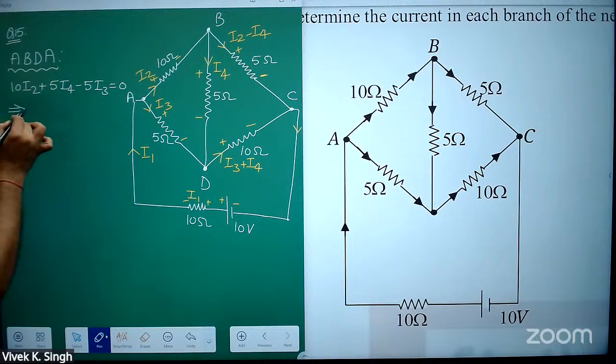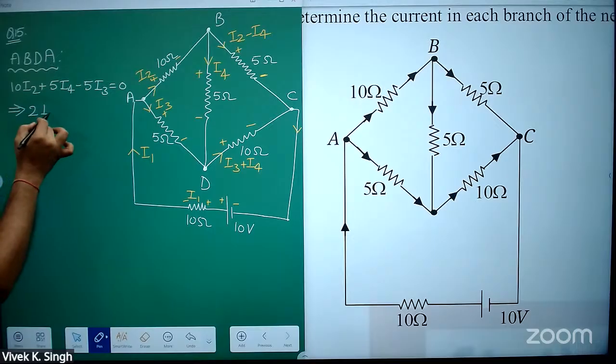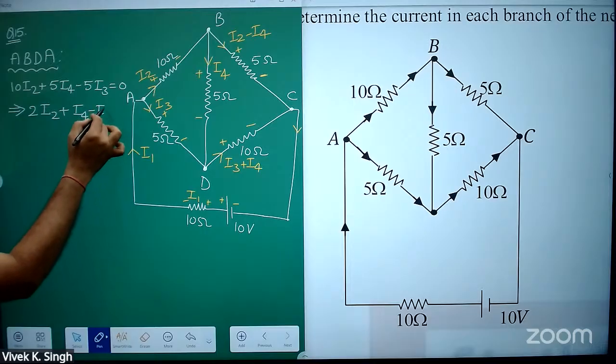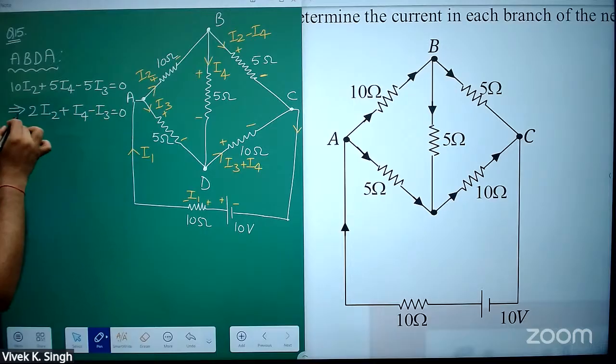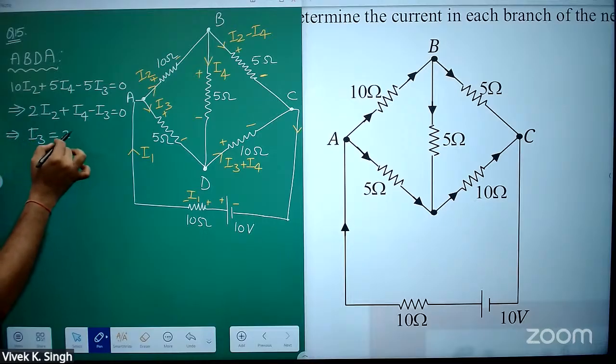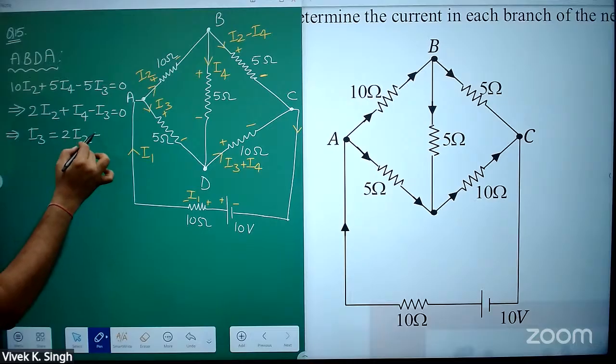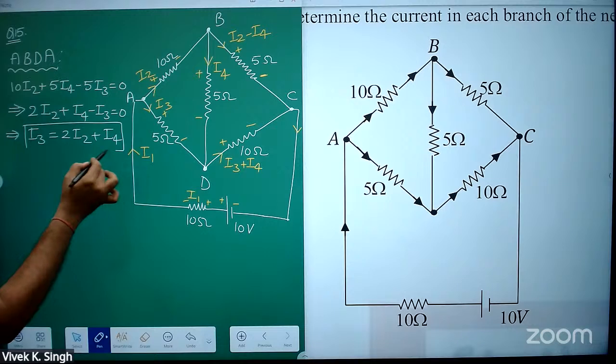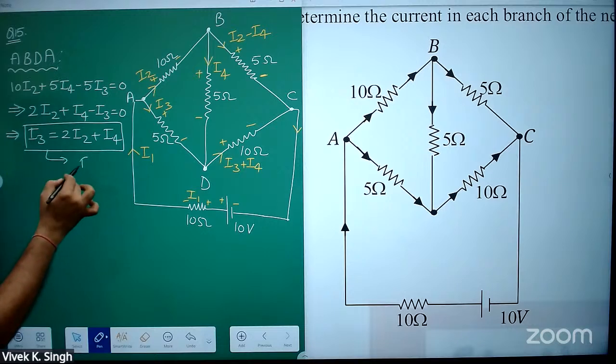So this will give you 2I2 plus I4 minus I3 is 0. So this will give you I3 is 2I2 plus I4. This is equation 1.